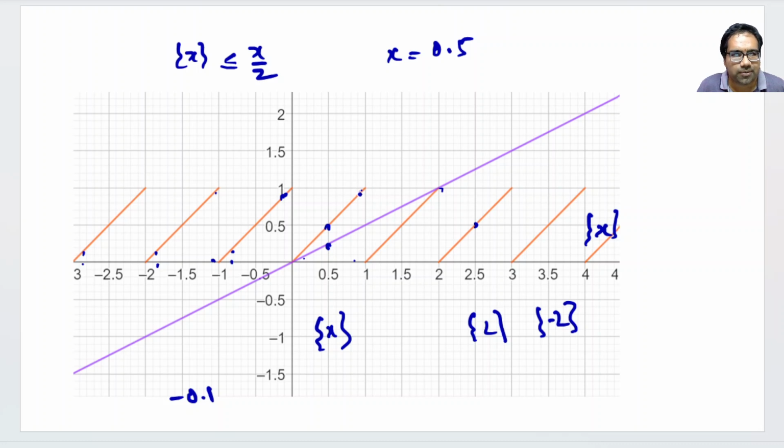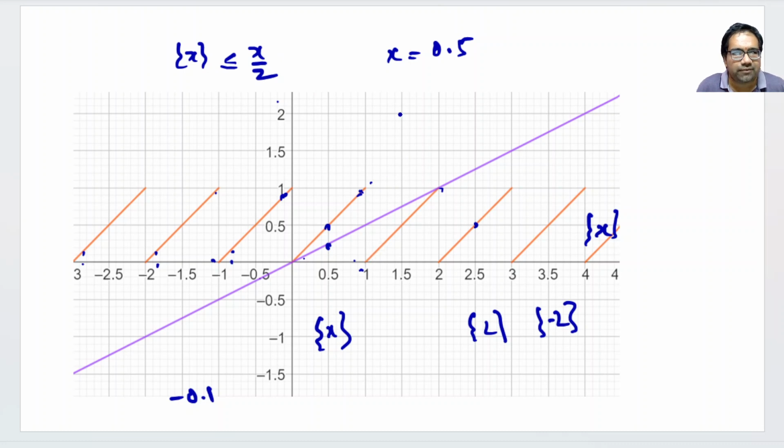Similarly, when x is 0.9, the fractional part of x is 0.9. This will be 0.9 by 2, so it cannot be lesser, right? So clearly, as long as x is between 0 and 1, the fractional part of x is greater than x by 2.